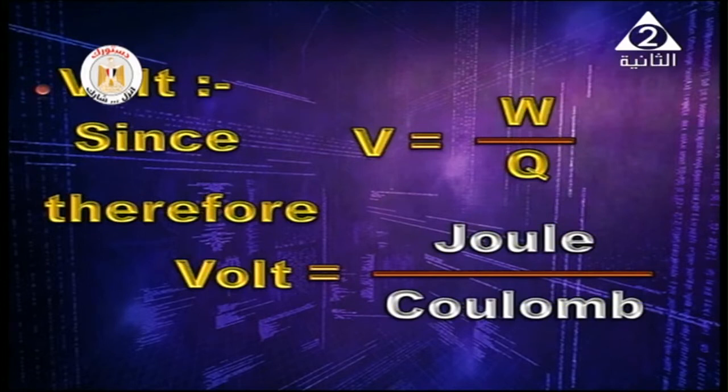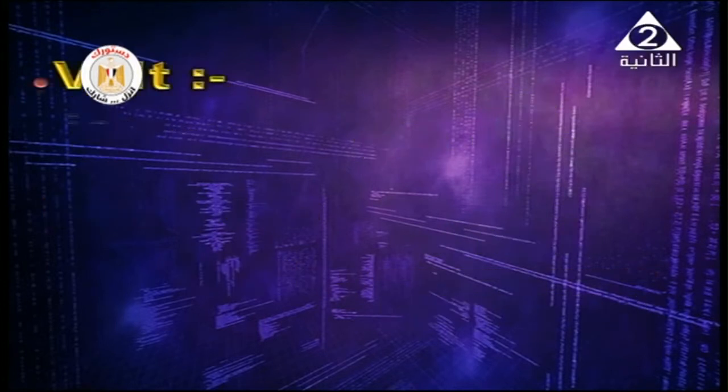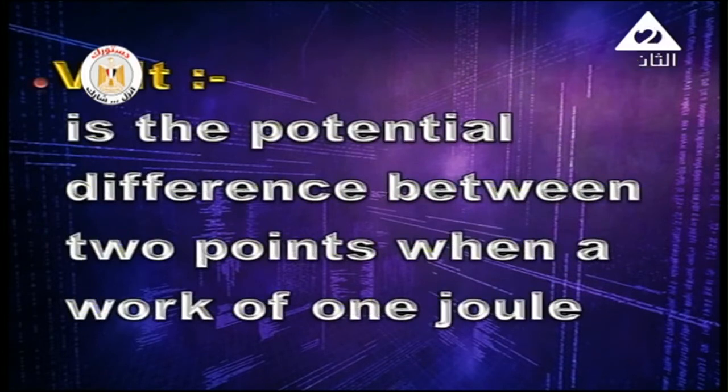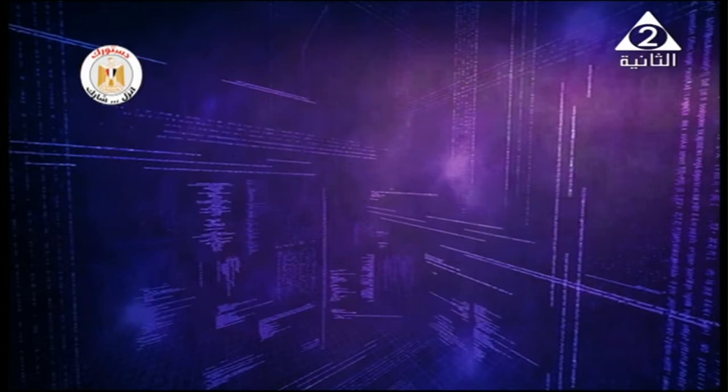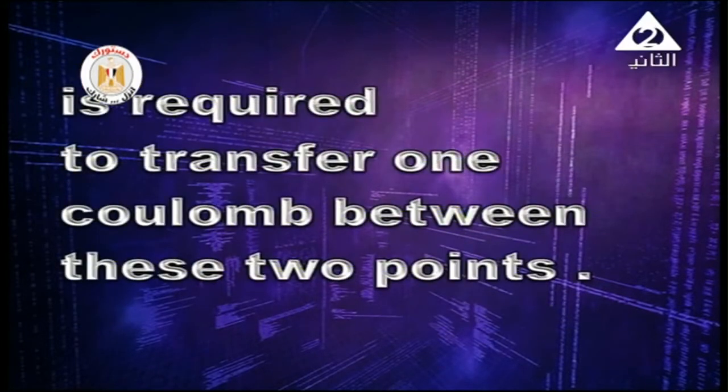And now it's easy for you to define the volt. What's meant by volt? It is the potential difference between 2 points. And what about these 2 points? When a work of 1 joule is required to transfer 1 coulomb between these 2 points.